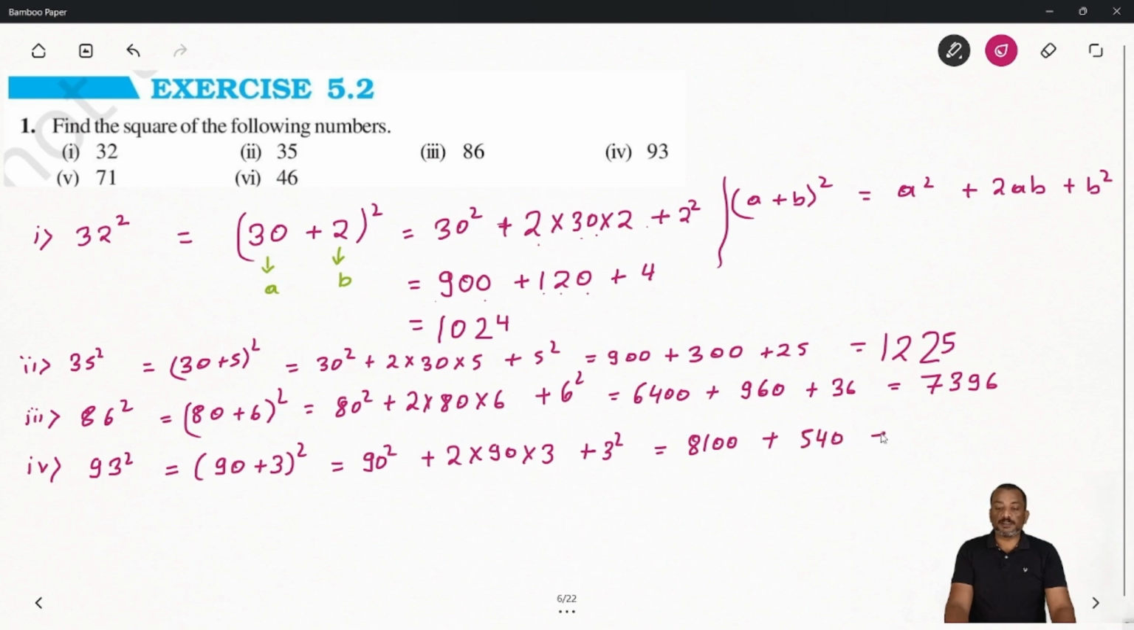5,540 plus 9 square. Now you can add all this one. So you will get here 8,649. Okay. Same way you can try with the fifth one also.